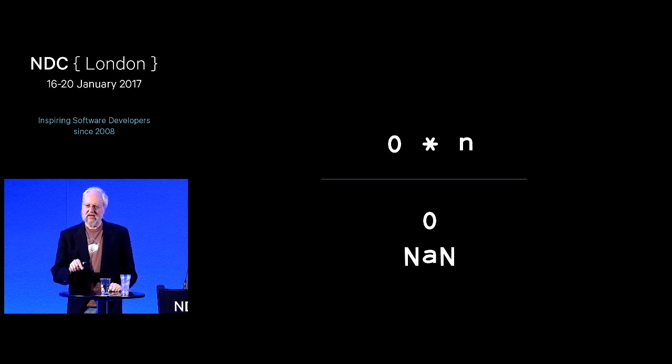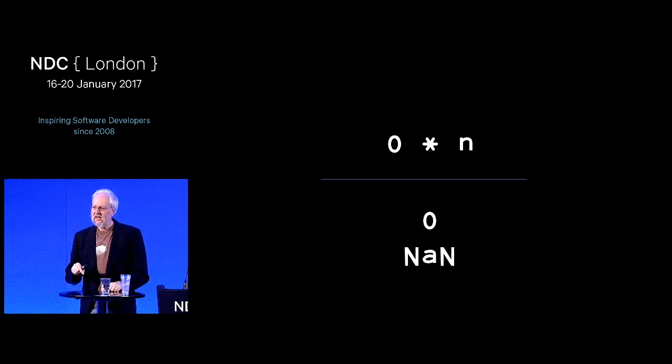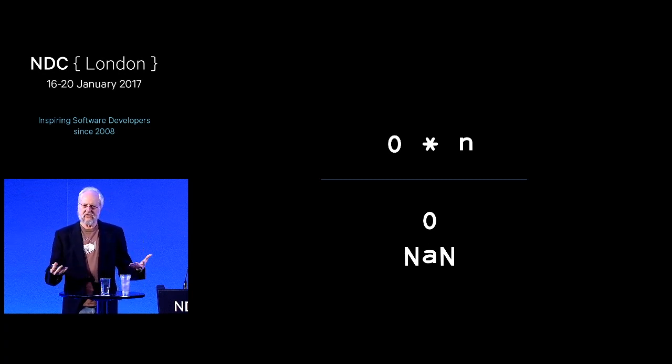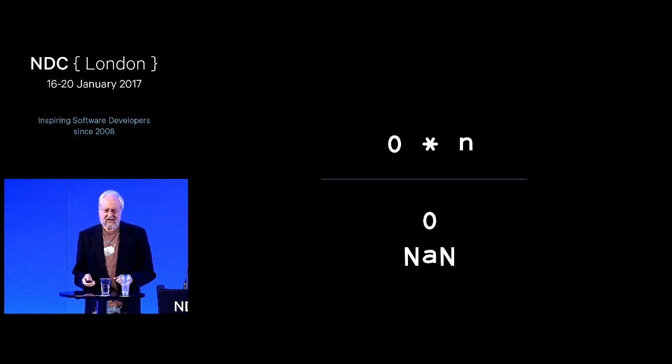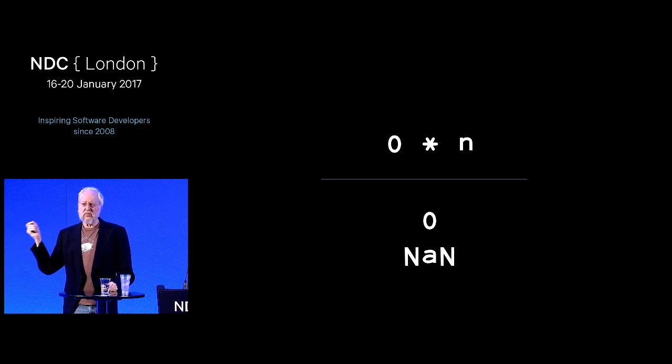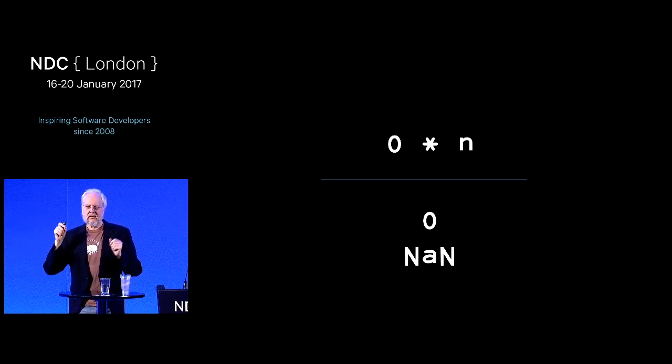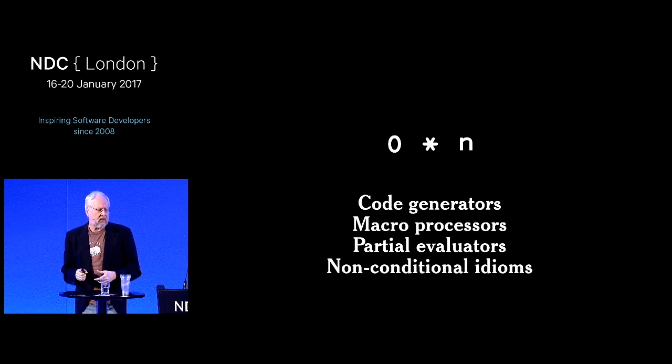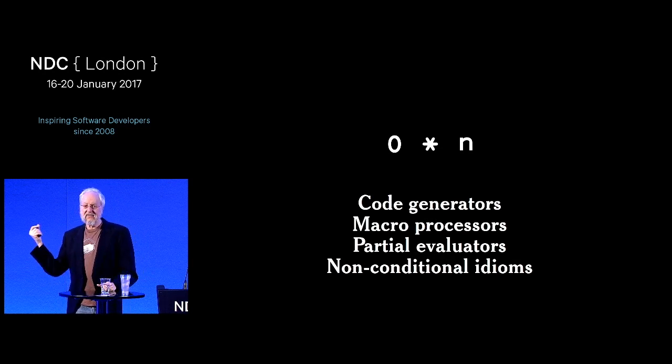I think this was a mistake, that it made things go slower in all cases to protect us from something that shouldn't have mattered. And in fact, there's some programs that really want to be using 0 times n in a meaningful way. So who writes code like that? Generally not humans, but code generators do, and macro processors, partial evaluators, those sorts of programs can make very good use of 0 times n.